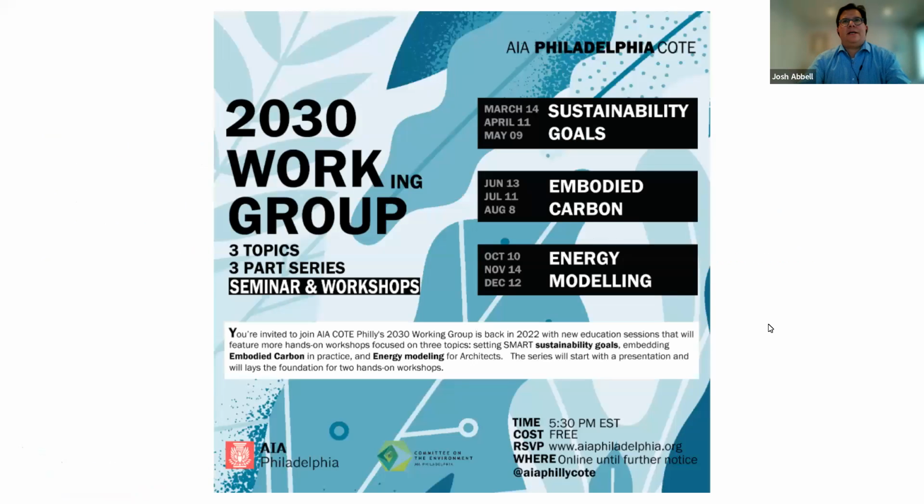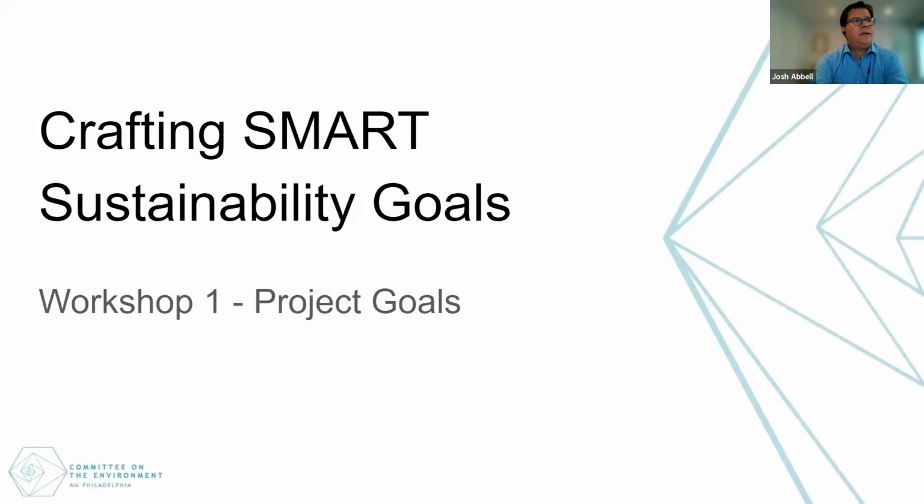So as I mentioned at the beginning, this is the first workshop of the series on setting sustainability goals. The initial presentation was last month, which is also recorded, and walked through the steps of starting a project and setting out on a path as a firm towards doing more sustainable work. Our session next month in May will focus a little more on sustainability action plans and setting firm sustainability goals. This workshop is focused on setting goals at the outset of projects.